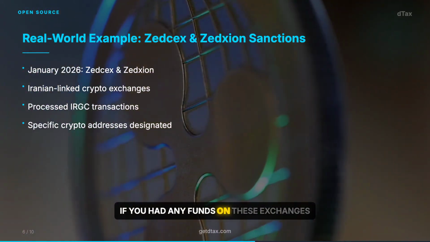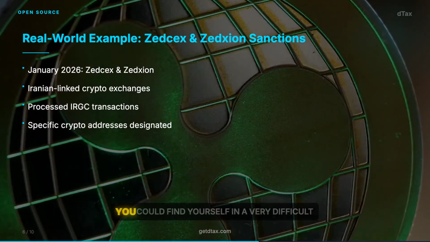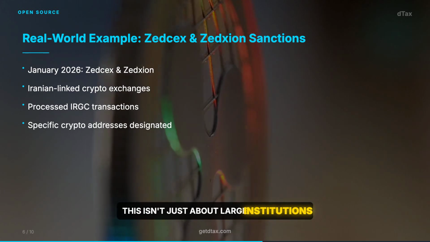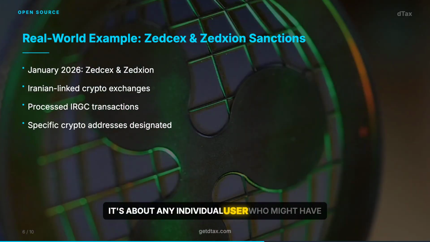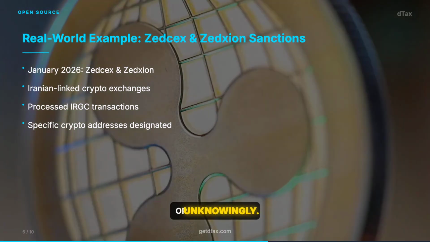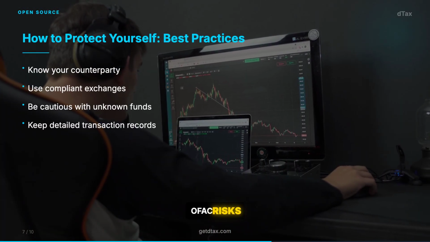If you had any funds on these exchanges or interacted with their designated addresses, you could find yourself in a very difficult position. This isn't just about large institutions. It's about any individual user who might have crossed paths with these entities, knowingly or unknowingly. So, how do you protect yourself from these OFAC risks?